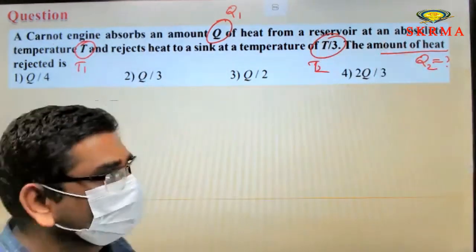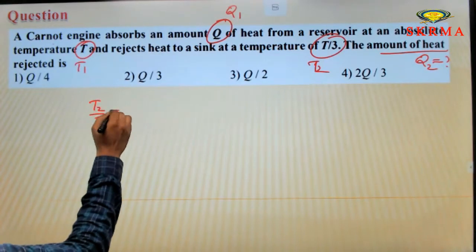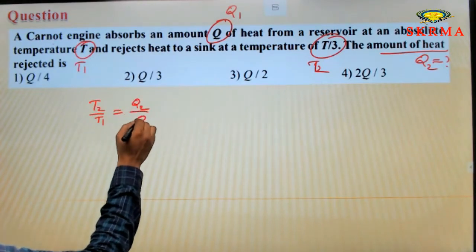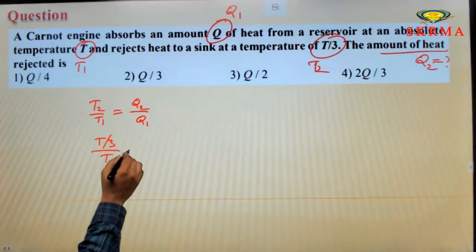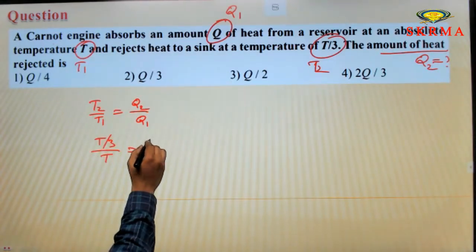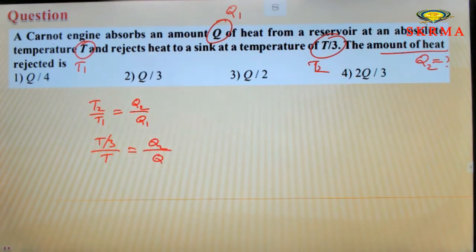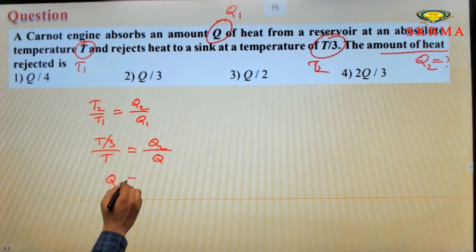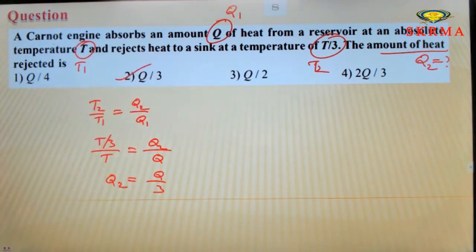He is asking about Q2. Now what is the relation? T2 by T1 equal to Q2 by Q1. Substitute directly. T by 3 by T equal to Q2 by Q, where Q1 is given as Q. So Q2 equal to Q by 3. Second option is the correct one.